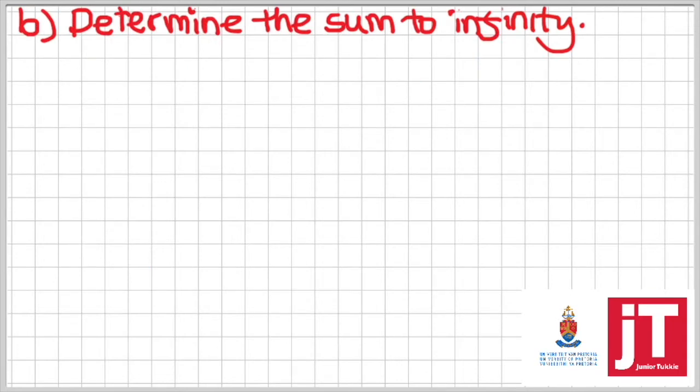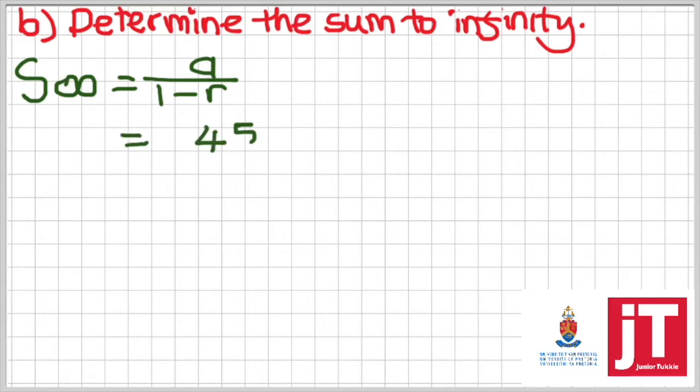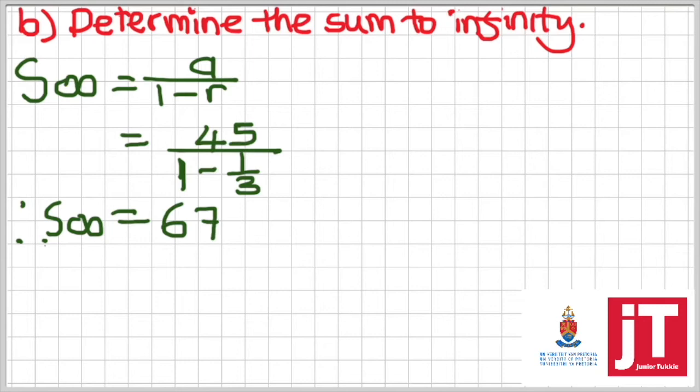The second question, part B. Determine the sum to infinity. To determine the sum to infinity, we're going to use the sum to infinity is equal to A over 1 minus R. Then we're going to substitute our A value and our R value respectively. So we're going to get 45 for our A over 1 minus a third for our R. Then simplifying that, we're going to get the sum to infinity of 67.5.